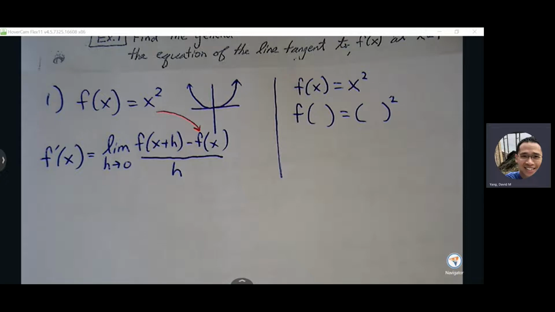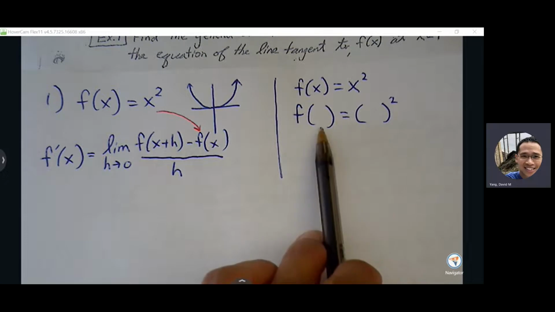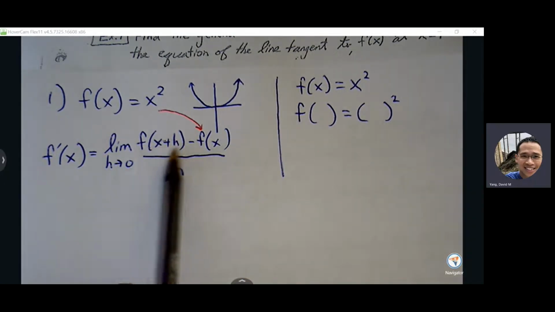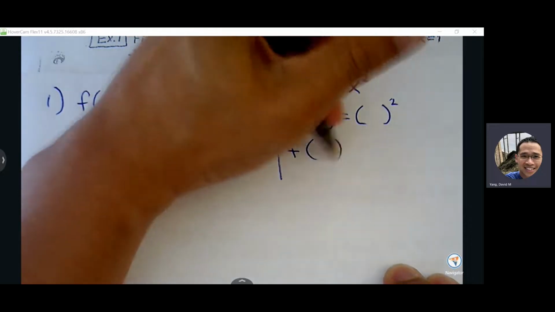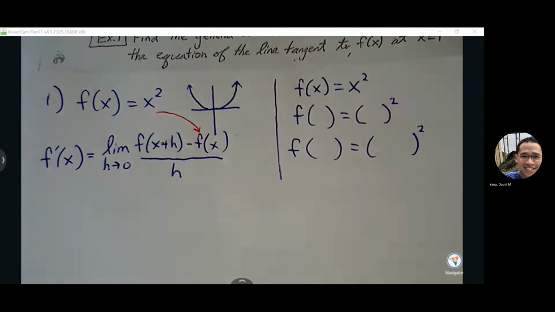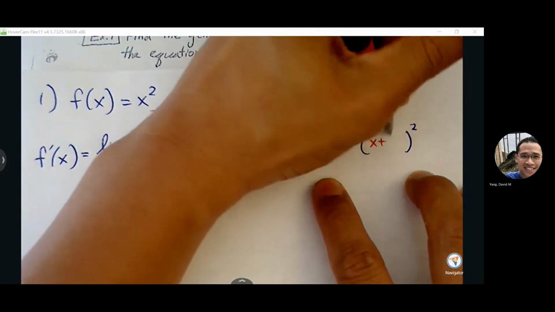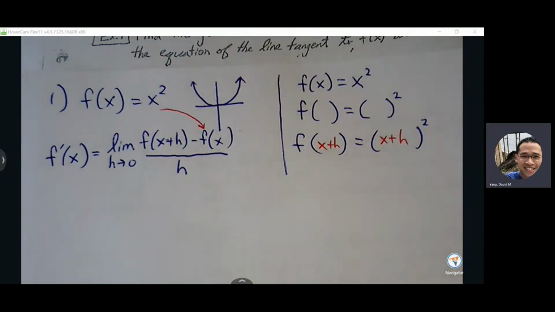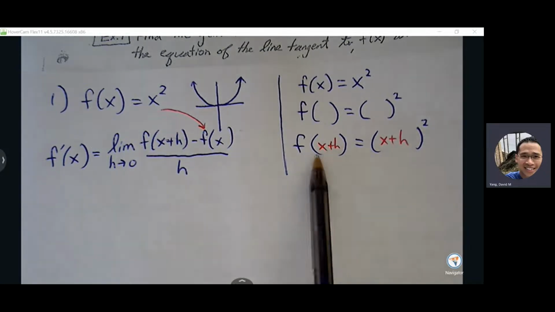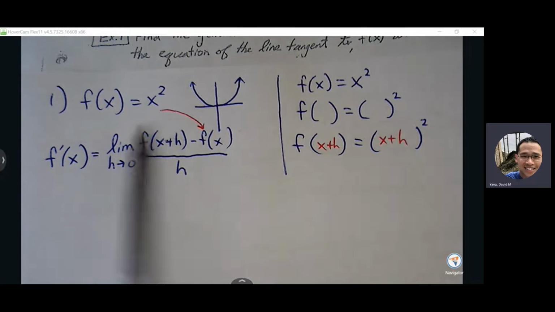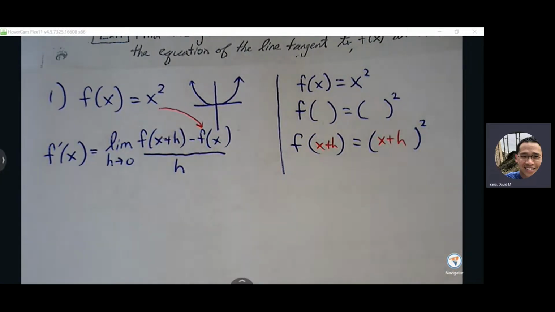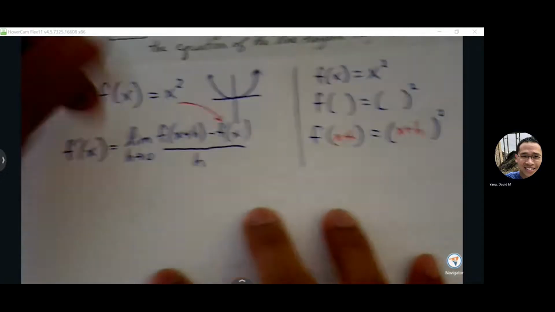If you can do that second step, you're not going to make a mistake, because these reserved spots will be for your argument. So now I'm going to replace that space with what? x plus h. Now we know exactly what to put in place of f of x plus h. So I know that this is going to go in for this. The whole point is we want to get the numerator out of function notation so we can actually do this limit problem.